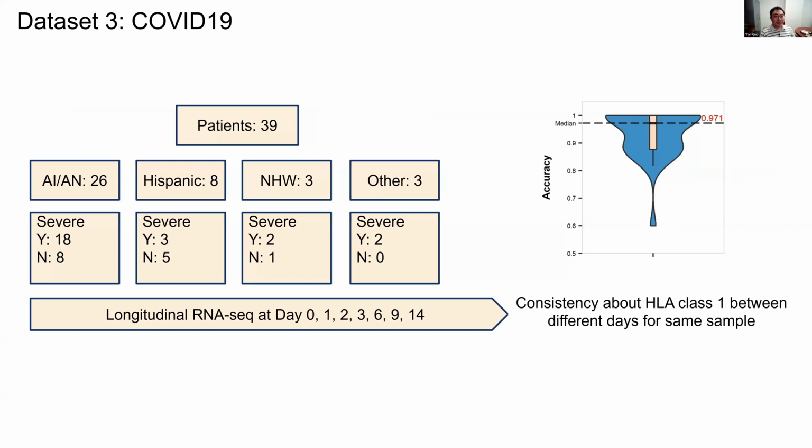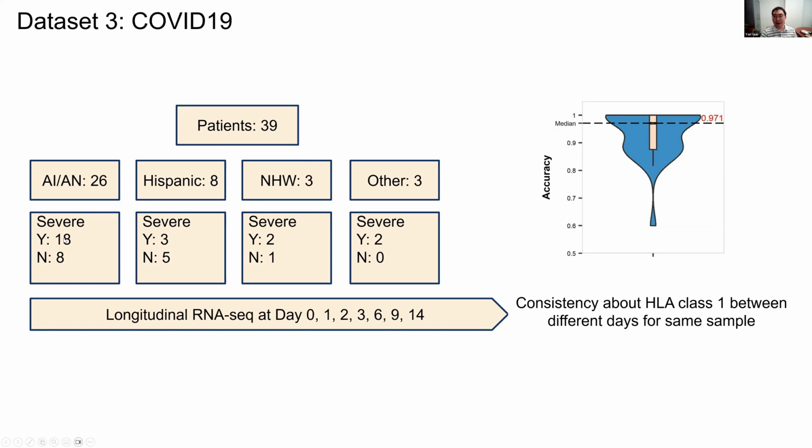Now, the third data set. The third data set is probably the most interesting data set. In this data set, we have 39 patients right here. And this data set is unique because it has 26 American Indian patients. American Indian patients are very rare. We had to get special IRB permission to collect data from them. And then we had 8 Hispanic, 3 non-Hispanic white, and 3 unidentified.